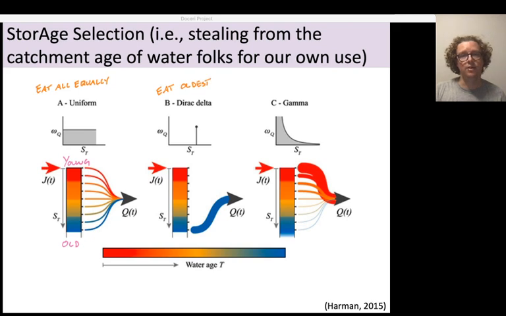The Dirac delta function, in this case, is only sampling the oldest water. That's the equivalent of only eating the bottom layer of your pancakes. And on the right, a gamma distribution by which you eat mostly fresh young crepes, but somewhat eat those old pancakes too. So a more complicated distribution.